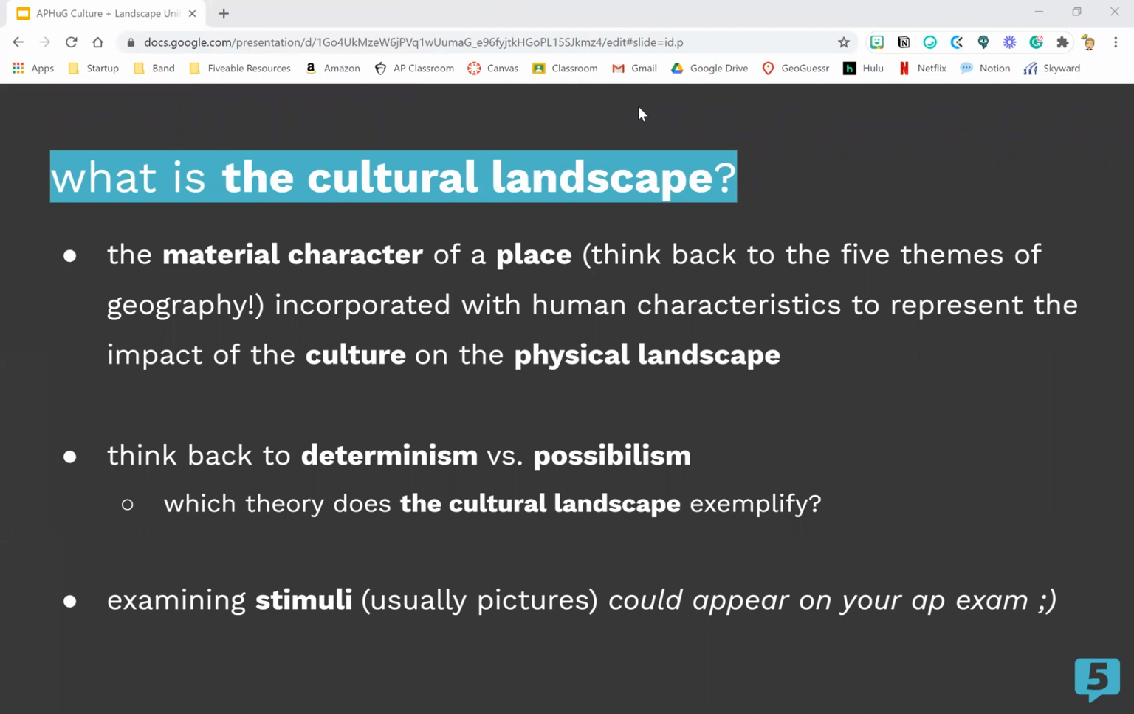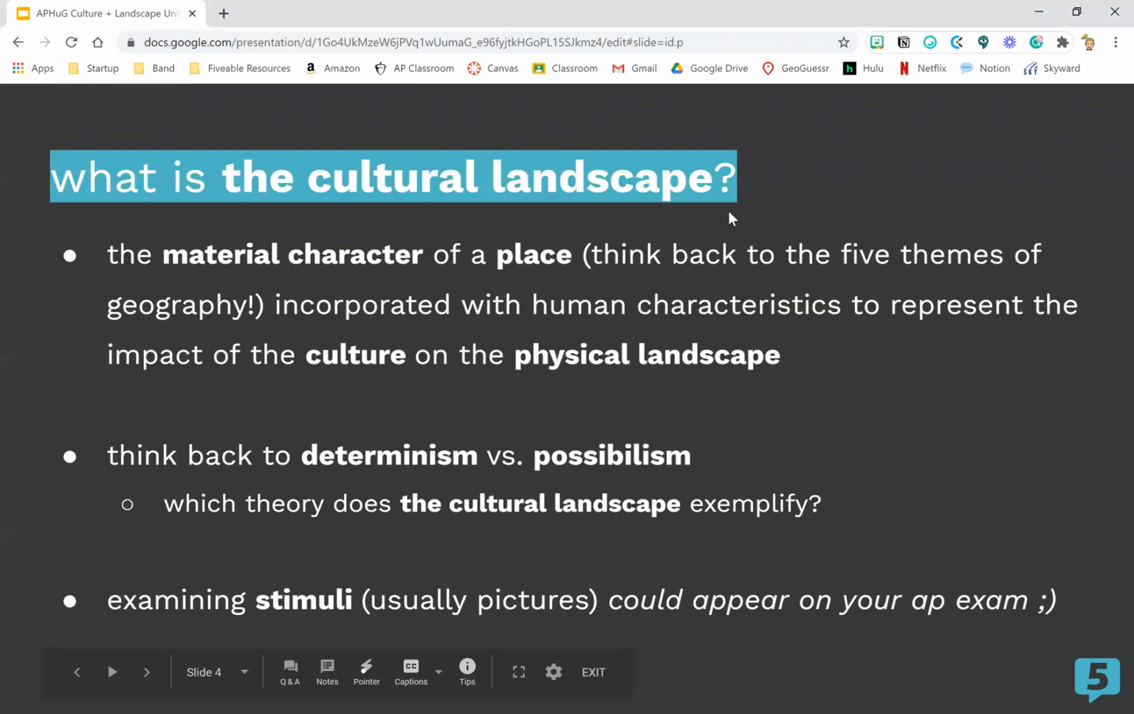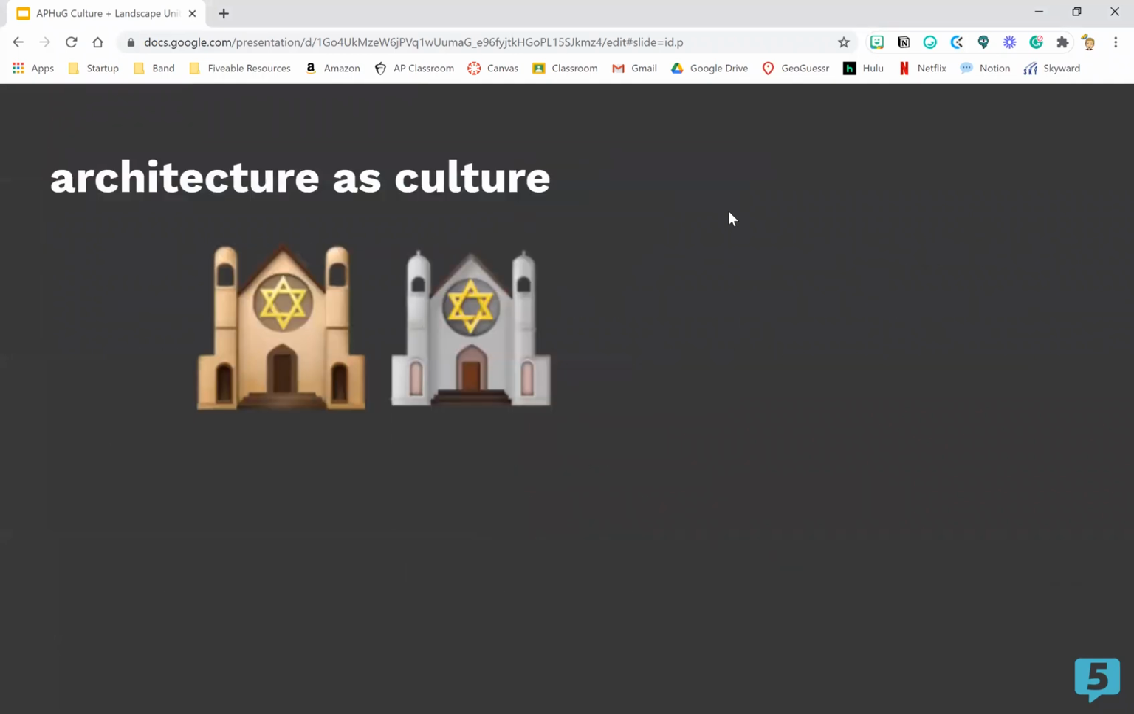Examining stimuli, usually pictures, could appear on your AP exam, especially in your multiple choice section. When we talked about the definition of culture a few slides ago, we talked about this culture from India and just looking at all of these different characteristics and complexes of what we see. So let's look at a stimuli.